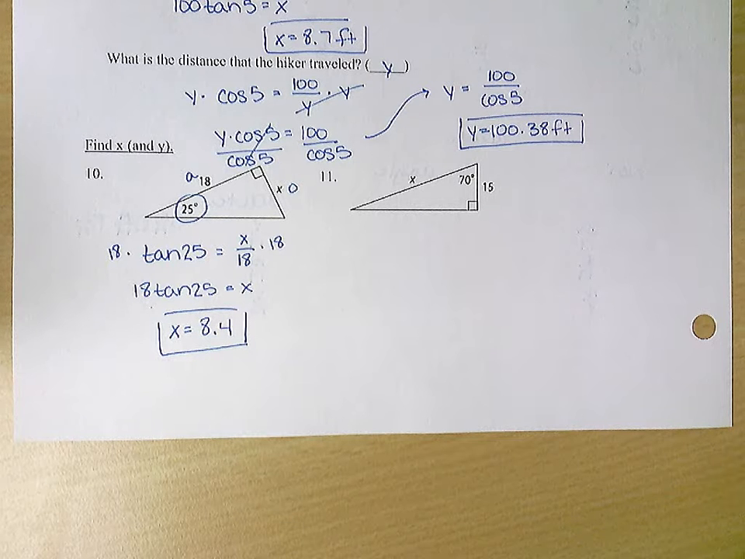All right, I want you guys to do 11 while I pass out your assignment. So do number 11. Go from your angle, figure out which trig ratio to use. Alright, yay. Homework. So let's do 11.